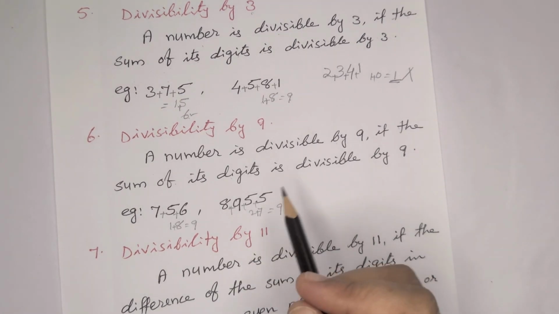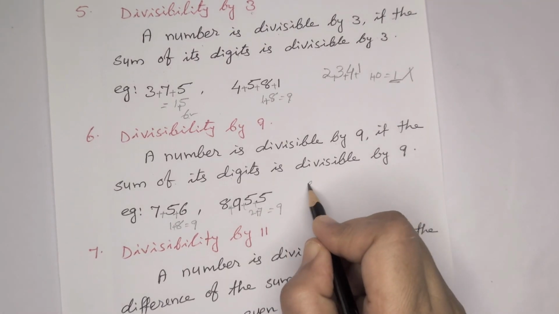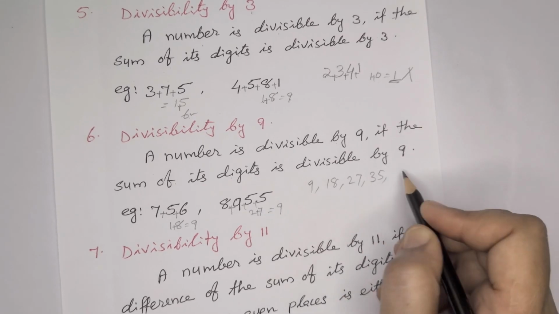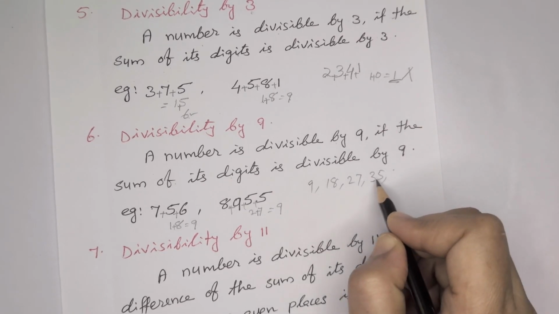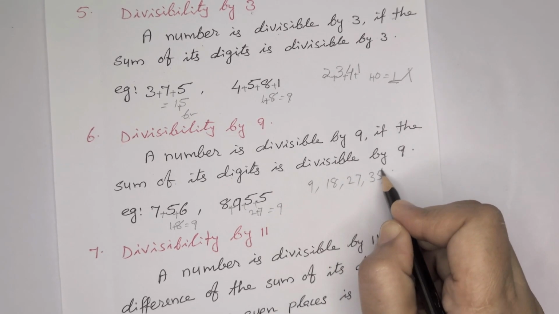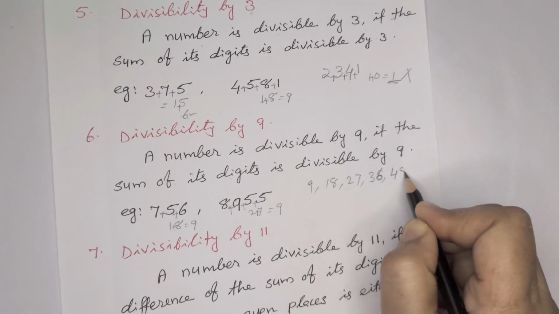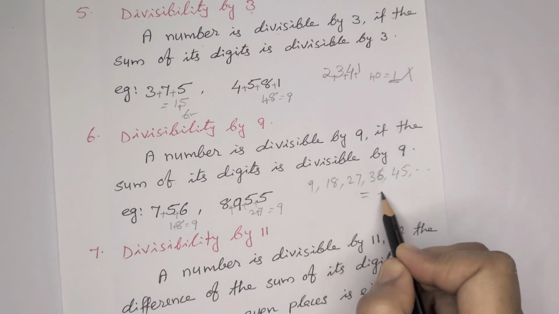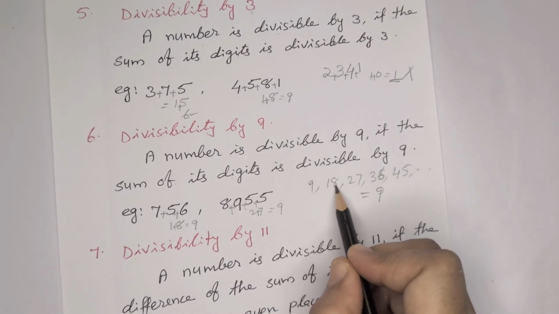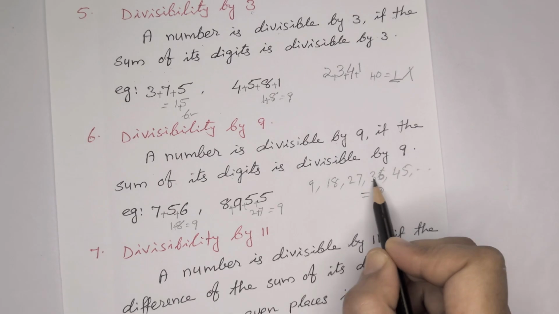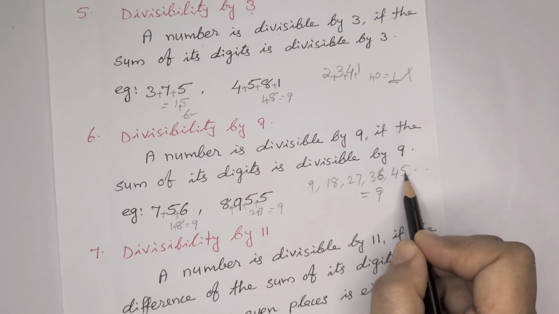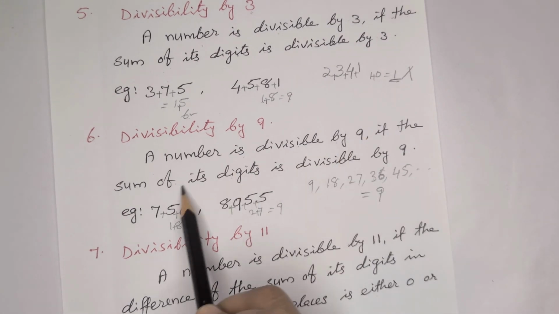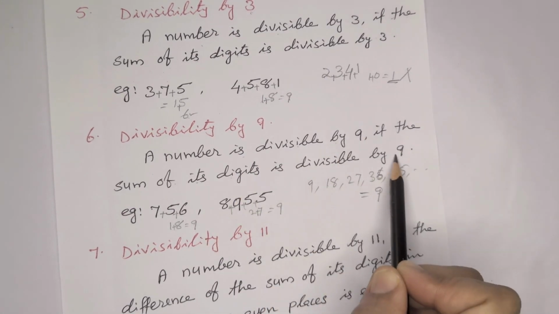So we can see the multiples of 9, which means 9, 18, 27, 36, then 45, etc. Everywhere, if you are adding the digits, we will get 9. 1 plus 8 is 9, 2 plus 7 is 9, 3 plus 6 is 9, 4 plus 5 is 9, the same way. So a number is divisible by 9 if the sum of its digits is divisible by 9.